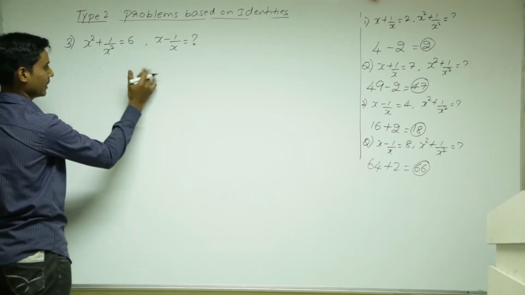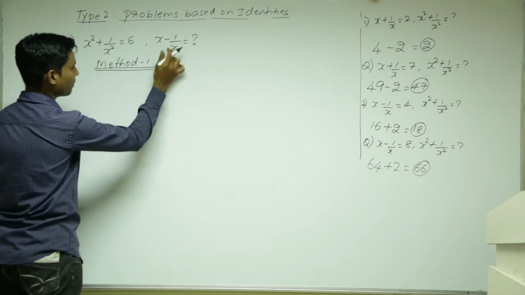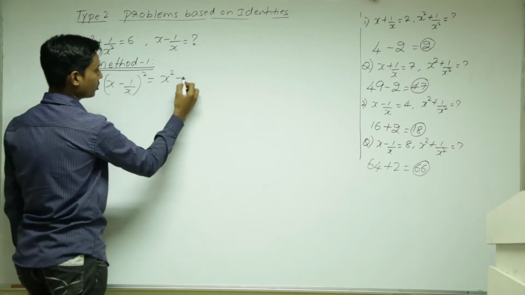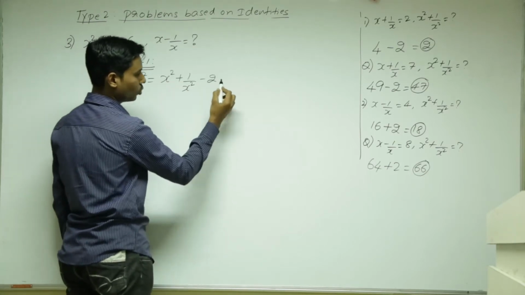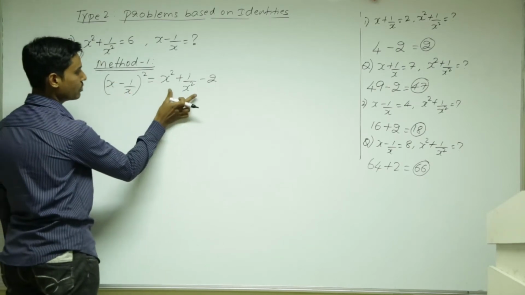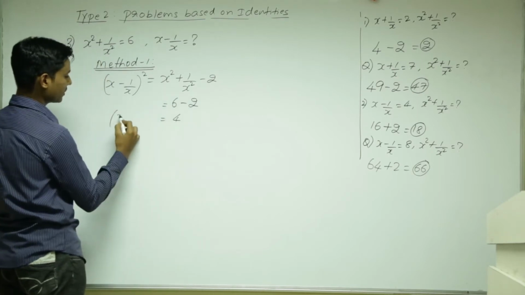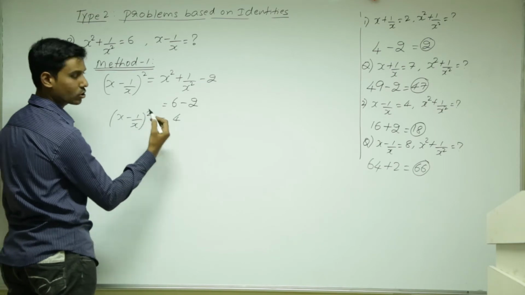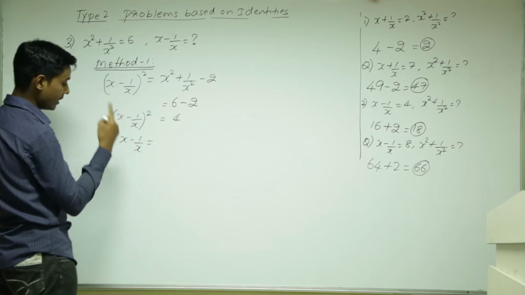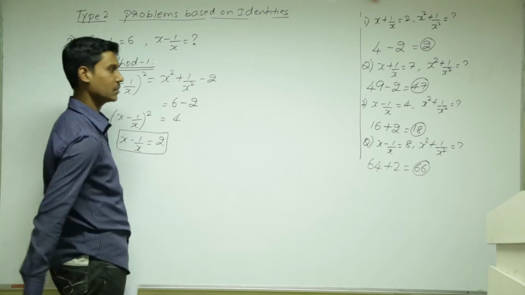If I use the generic method, method 1, they are asking you to find the value of x minus 1 by x. If I square it, I will get x square plus 1 by x square minus 2 into x into 1 by x. x into 1 by x will cancel, right? Now, this value is given in the question as 6. 6 minus 2 is nothing but 4. But 4 is the value of x minus 1 by x whole square. But I don't require whole square, I require only x minus 1 by x. x minus 1 by x is square root of 4. Square root of 4 is 2. Right? This is method 1.